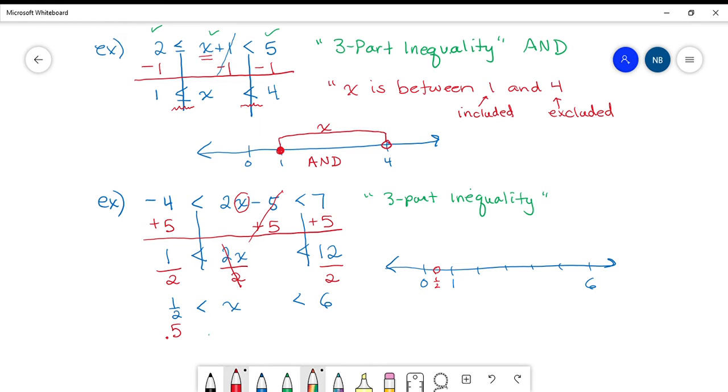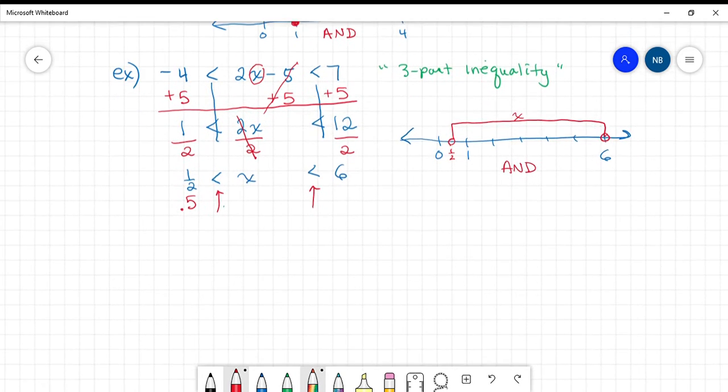6 is here. Notice on both ends we have open circles because we don't have any or equal to's with our inequality. And then x is between those two numbers. So we shade between those two numbers. This is an AND because x is bigger than 1/2 and simultaneously smaller than 6.